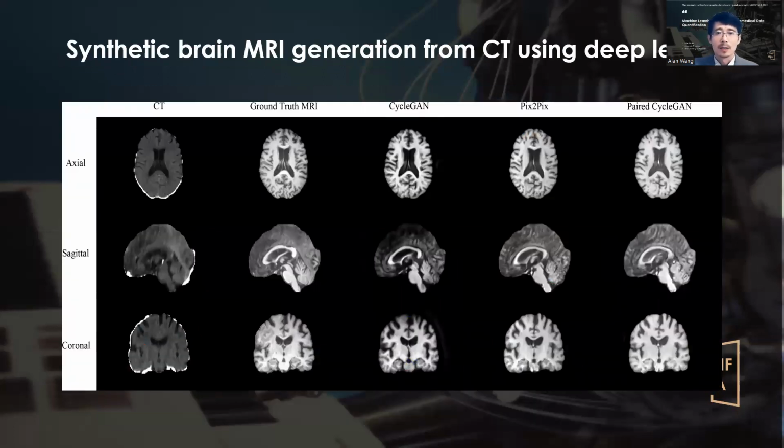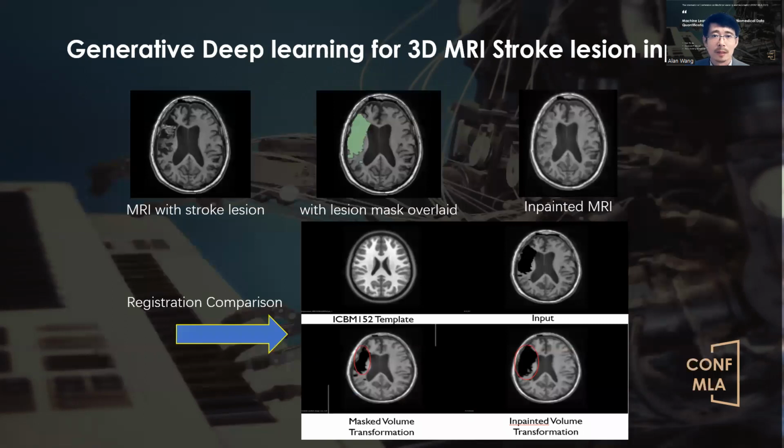Synthetic MRI generation is another application of deep learning, generating pseudo images based on other modalities. For example, in this slide, we train a deep learning model to generate synthetic brain MRI from CT images. Different kinds of deep learning models, for example, CycleGAN and pix2pix, and paired CycleGAN have been trained, and we can see that it's highly promising that synthetic MRI can be generated from CT images.